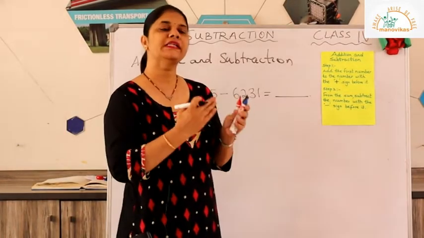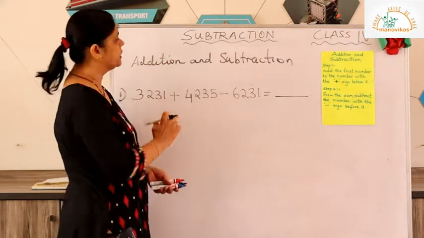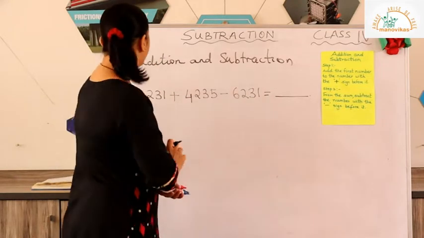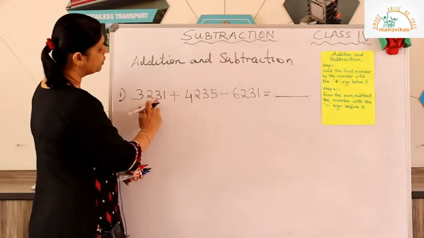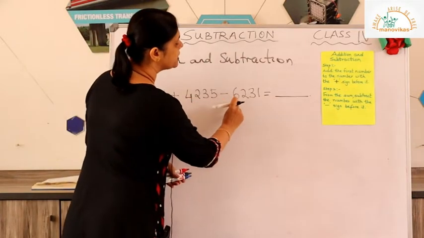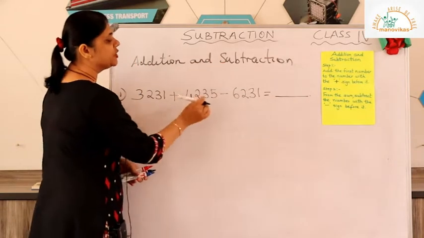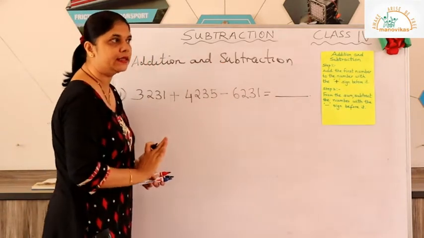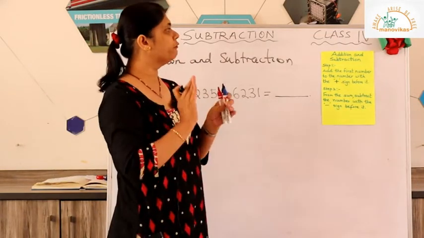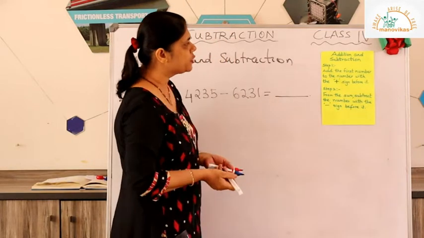Next, children, we will see how to solve sums where you have both the operations addition and subtraction together. Now look at this sum here. 3231 plus 4235 minus 6231. In this problem, you have both addition and subtraction together. So now what to do? In such cases, we follow two simple steps. I'll first read out the steps to you.